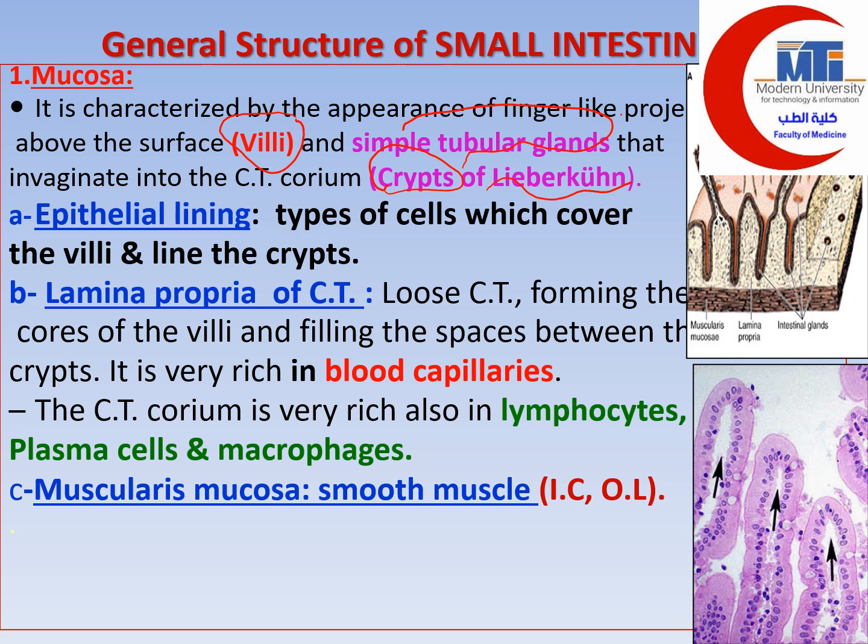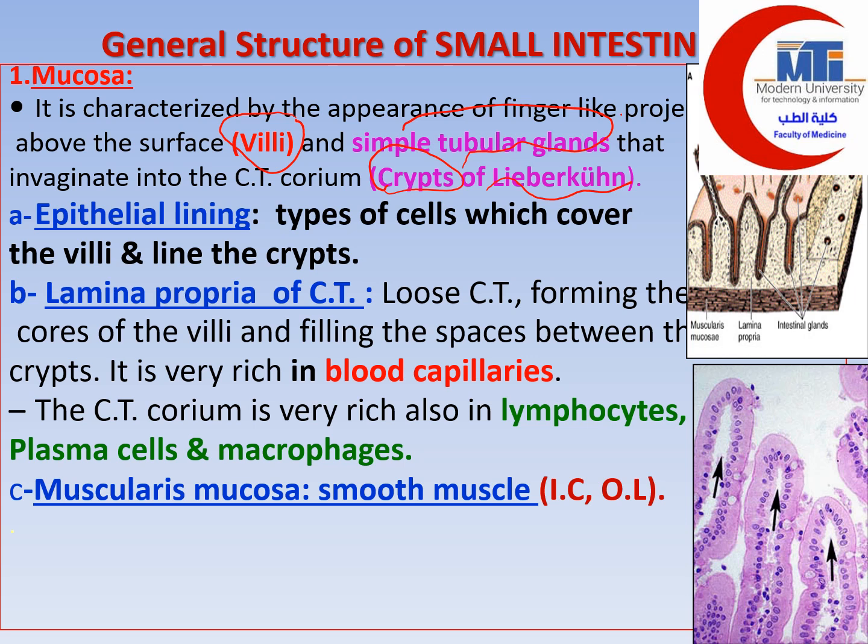As regards the lamina propria, it is a loose connective tissue extending into the core of the villi and filling the spaces between the crypts. It is very rich in blood capillaries. Do you know why? It is an important piece of information: because the small intestine is going to absorb food, the absorbed food must go to the blood capillaries. So here the lamina propria is very rich in blood capillaries.